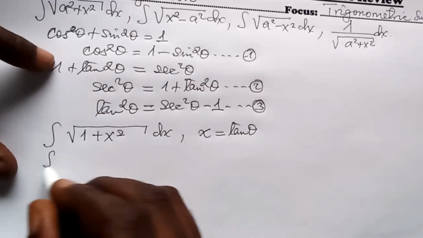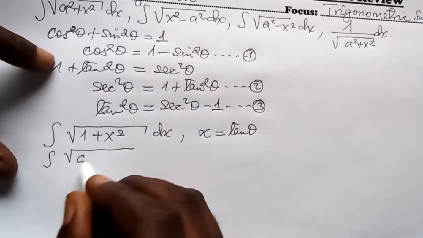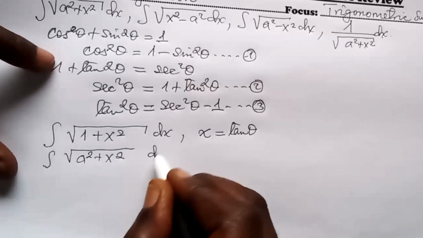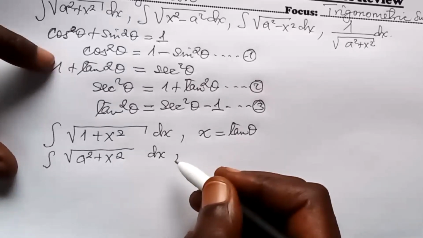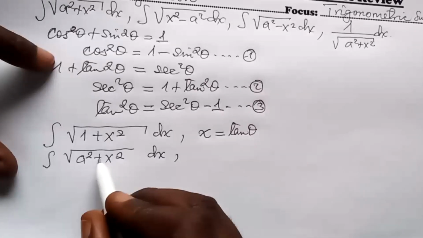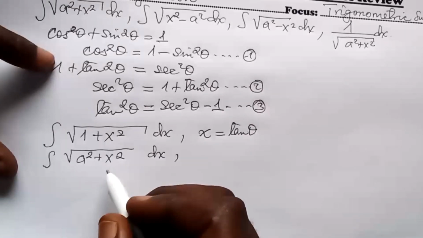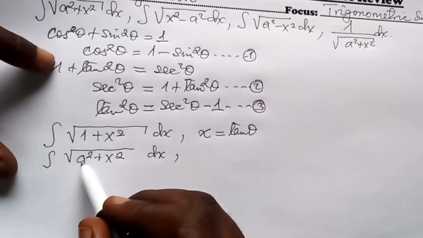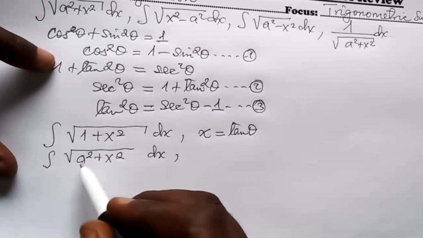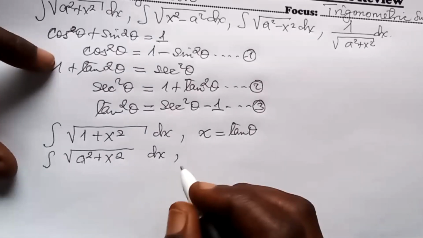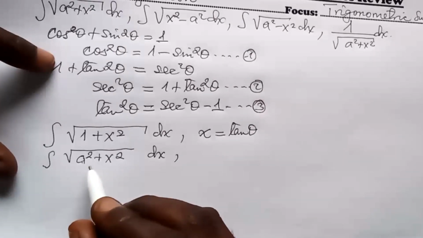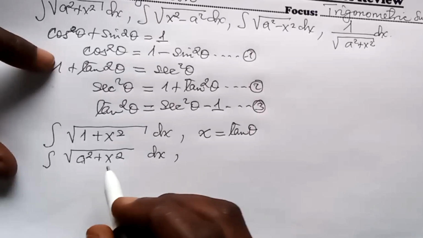However, if I have the general form a squared plus x squared dx, I have to be very careful when putting the substitution. It is still a plus sign, sum of two squares, and I am still going to use tan theta. But the constant term that is squared is not 1 again. So I have to choose my substitution carefully in such a way that when I'm simplifying the expression inside the radical sign, I would not have complications.